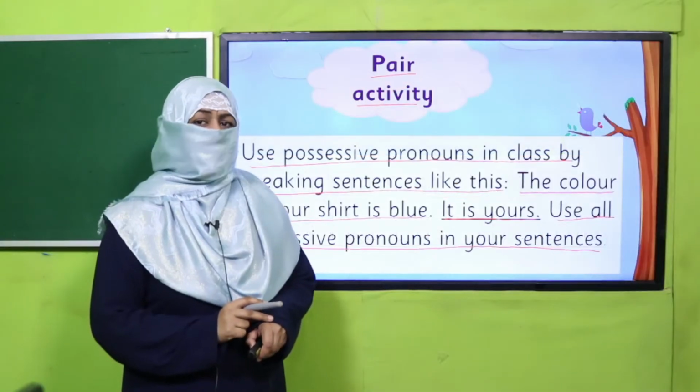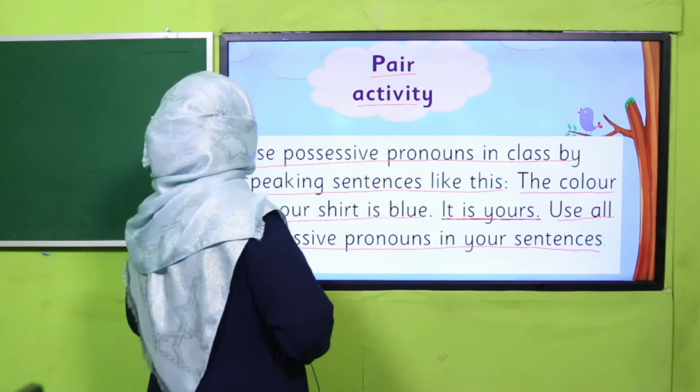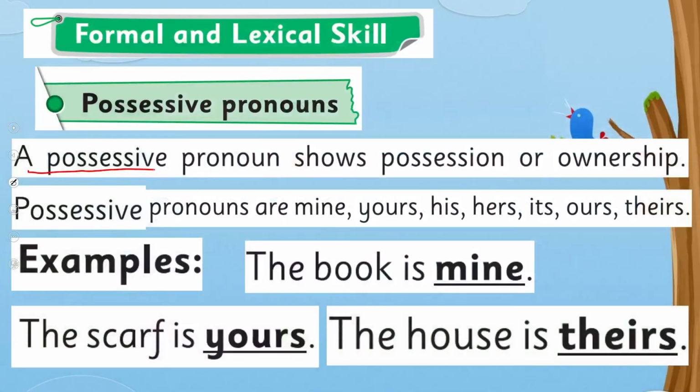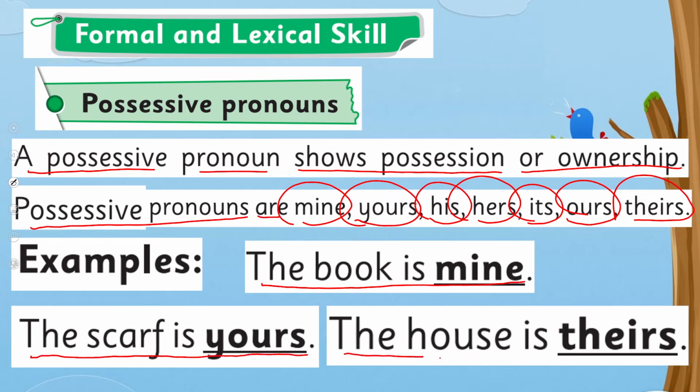Yes, my dear students, are you done with it? Now, I hope you can easily differentiate between these possessive pronouns. So, let's see what your book says about it. A possessive pronoun shows possession or ownership. Possessive pronouns are mine, yours, his, hers, its, ours, and theirs. For example, this book is mine, this scarf is yours, the house is theirs, etc.